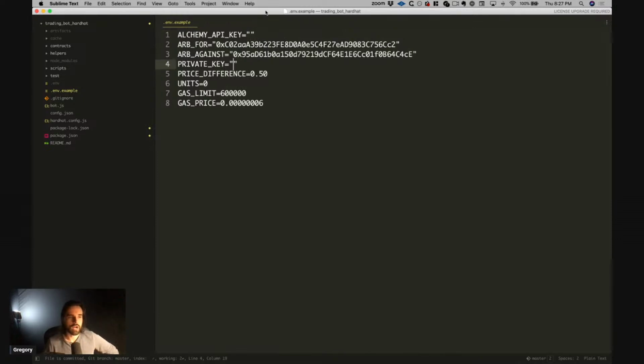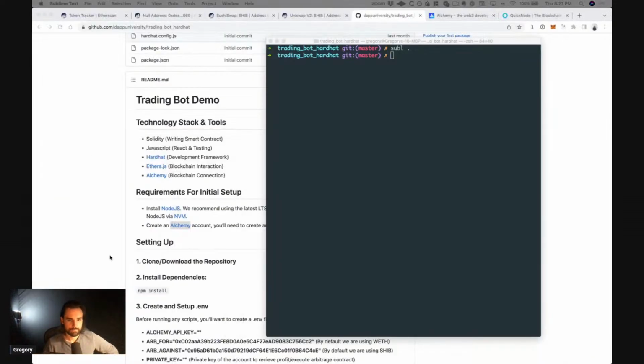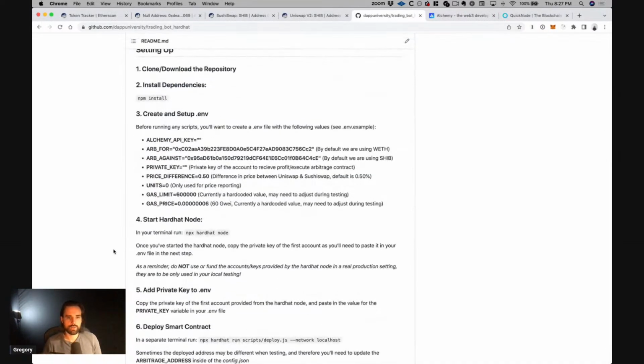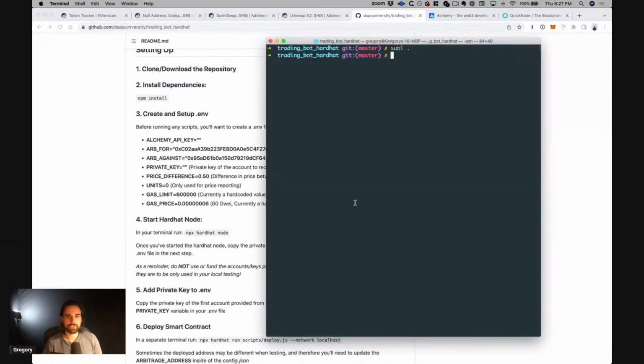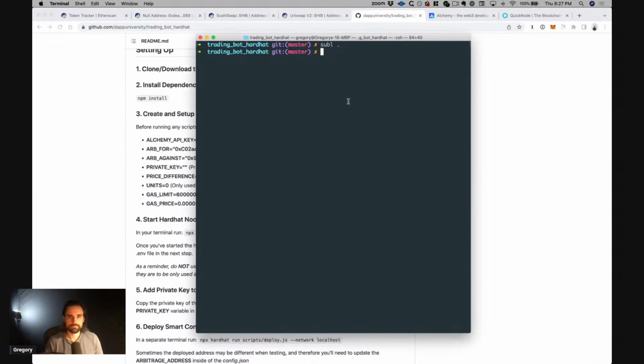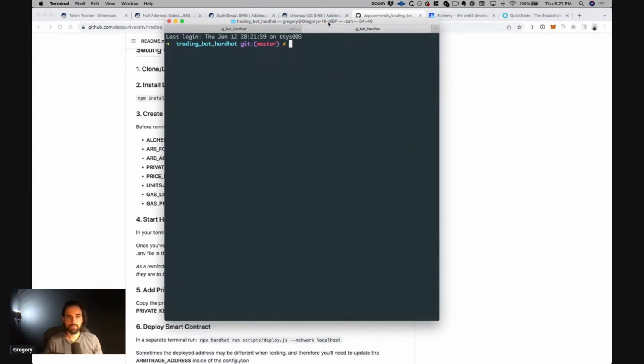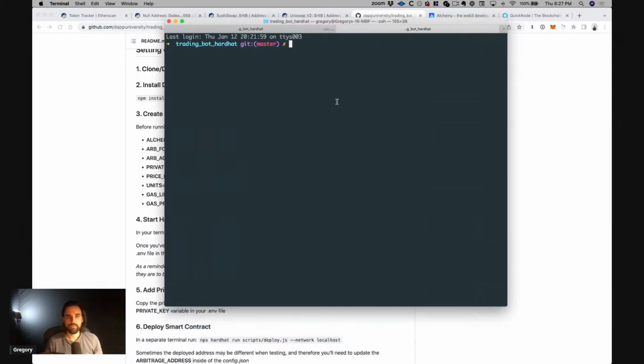Now, your private key for your .env, what's going to go in there? Well, let's go ahead and start our development blockchain, and I'll show you where. Inside your terminal, you're going to open up a new tab or a new terminal window, doesn't matter. And you're going to do npx hardhat node.